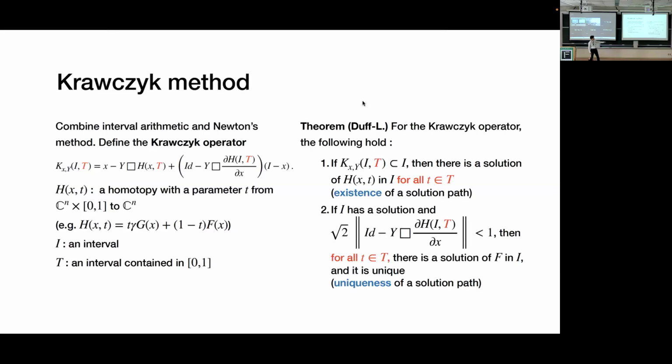Now we have the same theorem, which is the parametric version of the Krawczyk theorem. So we can also check existence and uniqueness using this Krawczyk theorem. This is quite naturally proved by applying the Krawczyk operator, like a Krawczyk test, at each time t inside your time interval.